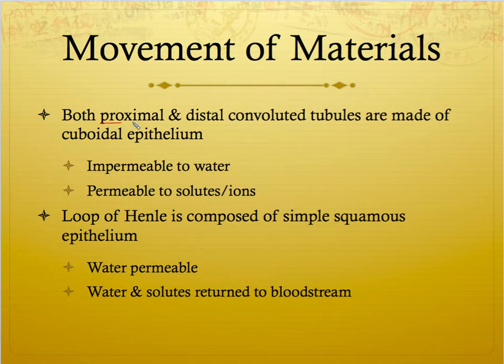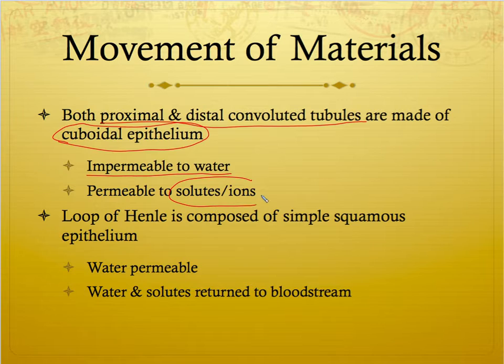Both of your convoluted tubules are made of cuboidal epithelium, which, for this course, is not super important, but what that means is that it doesn't allow water to pass in or out. But it does allow these solutes or these ions to be taken from the filtrate. So that's what happens in your convoluted tubules, those solutes and ions get pulled.